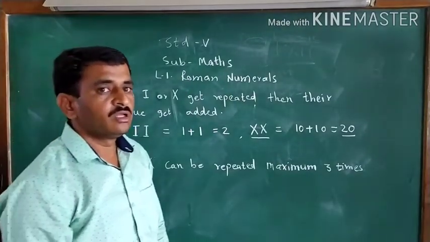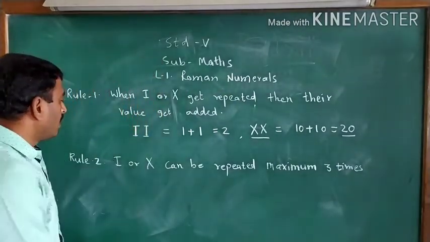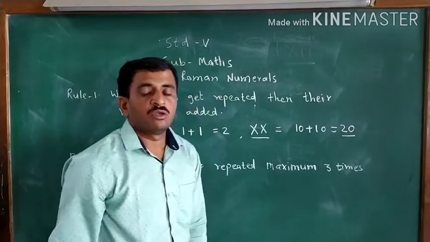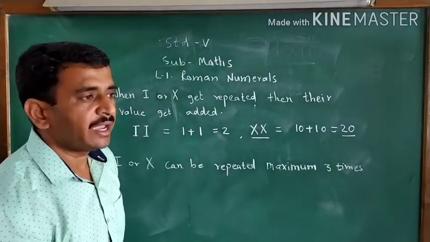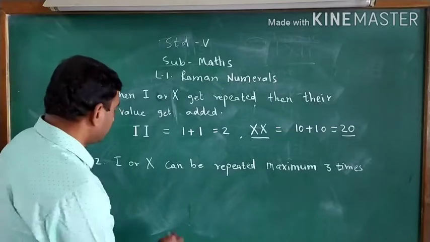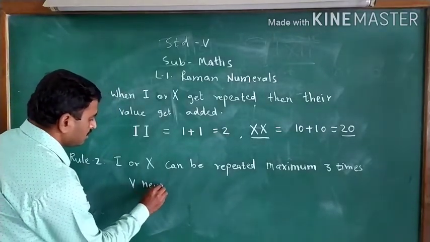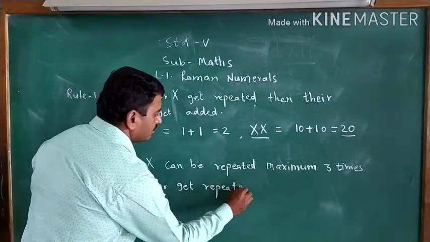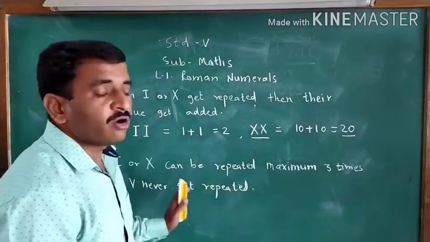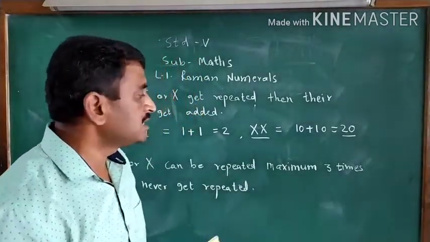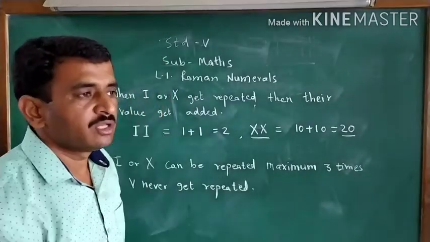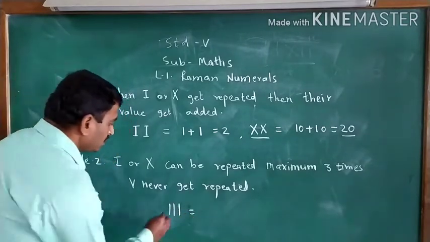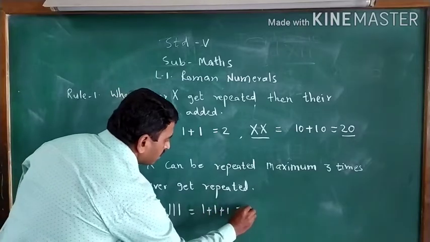Now the second rule, I or X can be repeated maximum 3 times, not more than 3 times. V, L and D are never repeated. Only I or X can be repeated maximum 3 times, not more than 3 times. We take some example. III, this will be okay. 1 plus 1 plus 1, it becomes 3.